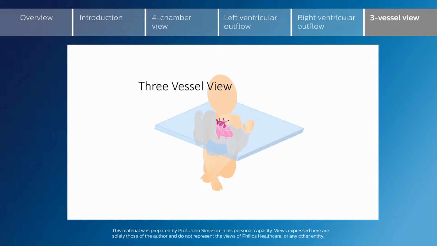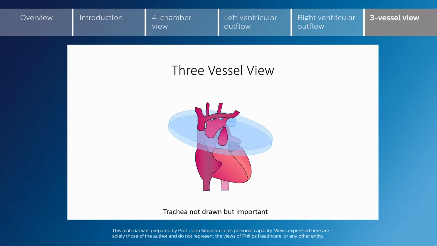The most superior view is the so-called three-vessel view. What we have now done is move above the level of the right ventricular outflow tract, and we're now cutting these vessels as shown, with the pulmonary artery and duct, the transverse aortic arch, and the superior vena cava in transverse section. So the three-vessel view shows us the V of the pulmonary artery and duct, the transverse aortic arch shown here, and the superior vena cava in short axis.